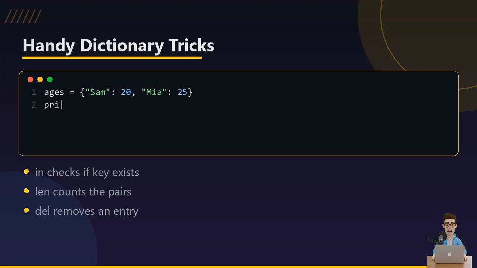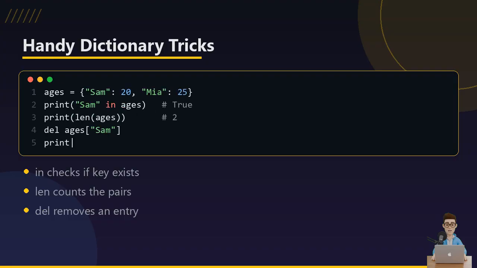A few small tools make life easier. The word in checks whether a key exists before you touch it, which avoids those clashes we saw. Len tells you how many pairs you have and del throws one out. These three cover most day-to-day dictionary work. In short, check with in, count with len, remove with del.